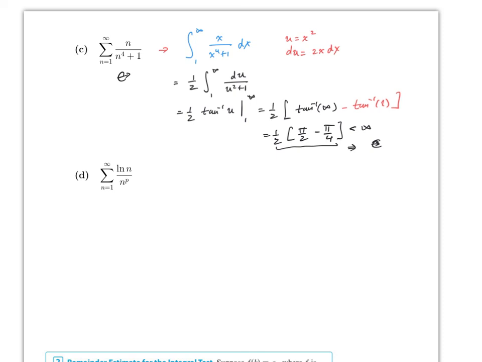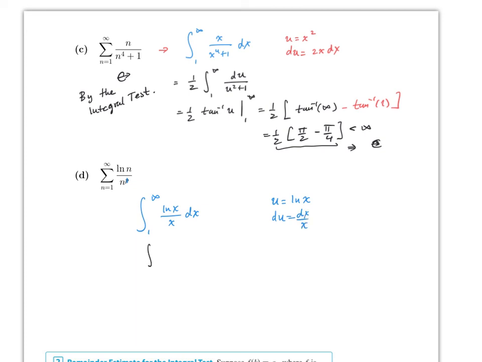From now on, you always have to say why it is convergent. So this is convergent by the integral test. Well, now let's try this one with, let's say, p equal to 1 for now. And you can try this on the homework in general. So here we want to find the integral from 1 to infinity of ln x over x dx. So here the substitution will be u equals ln x. du is dx over x.